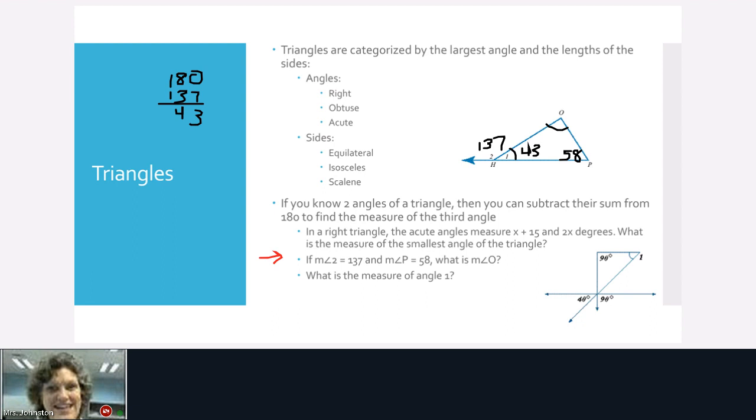And if I add the two angles that I know, 58 and 43, then I get 101. And to find that third angle, I need to subtract 101 from 180, and that would equal 79. So the measure of angle O is 79 degrees. And it looked like I didn't have enough information, but if you think hard enough and remember all you know, you do have enough information.